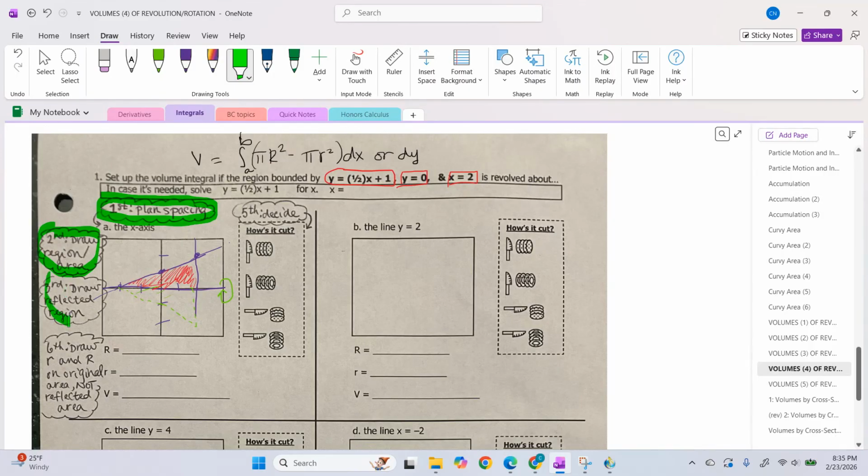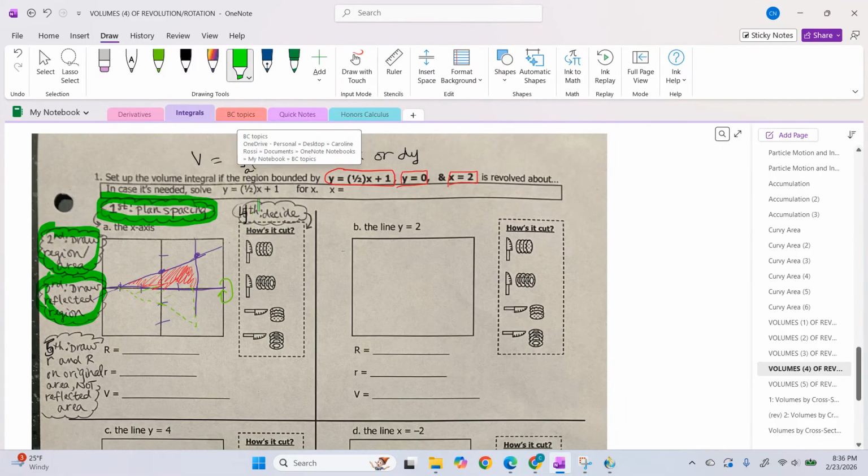and then draw the reflected region, which we did. Highly recommend you jot these down for yourself. Okay, step 4. Why don't I have a step 4? I don't know. That must have been some kind of typo. Anyway, we'll make that 4th and that 5th.